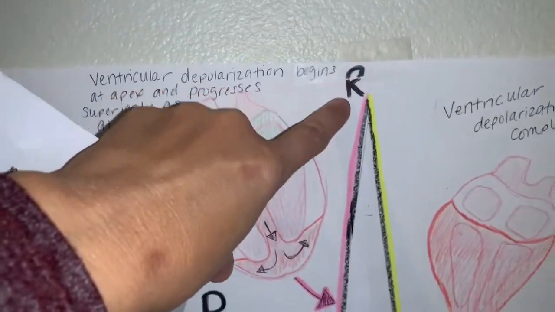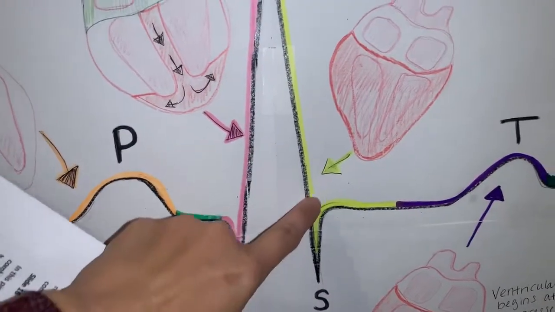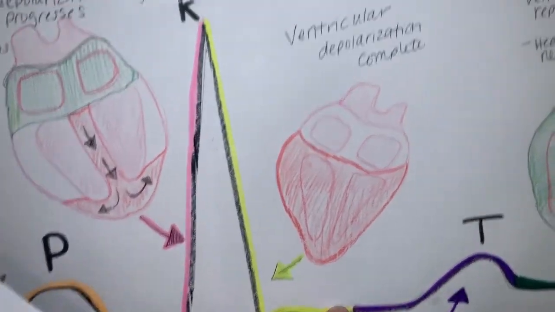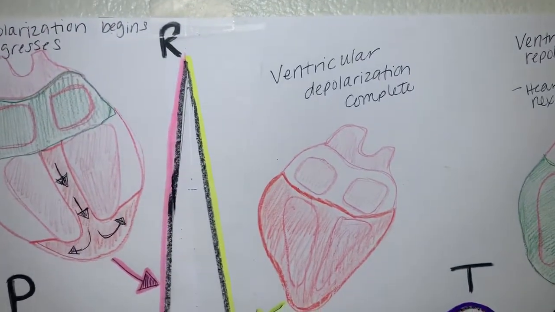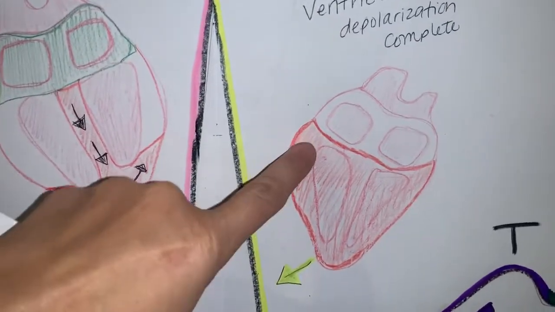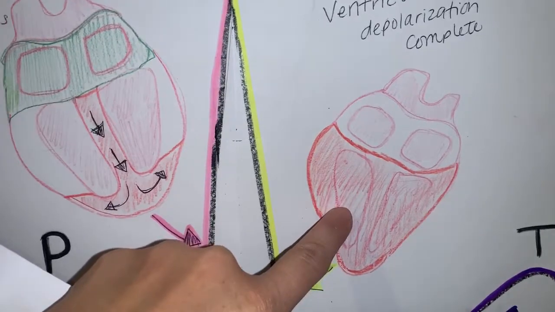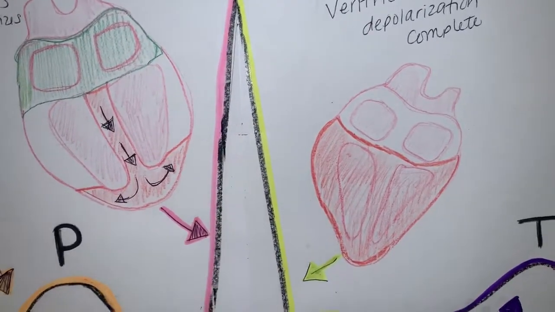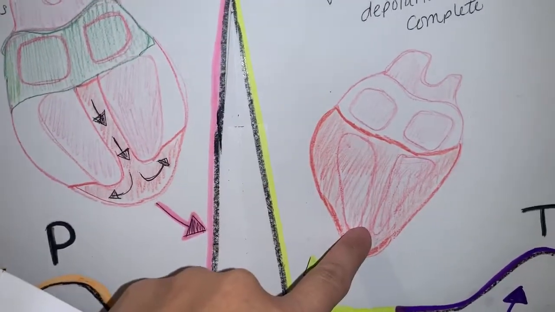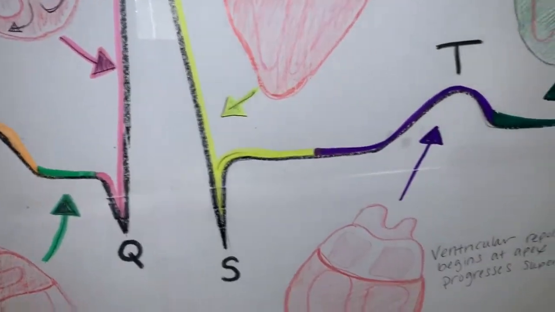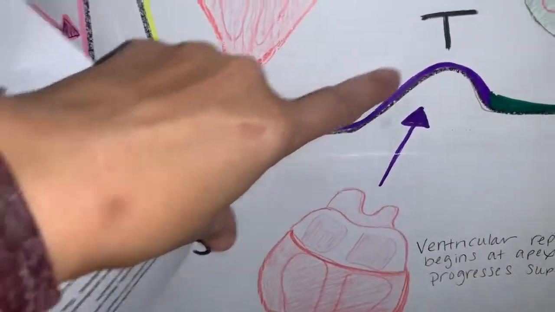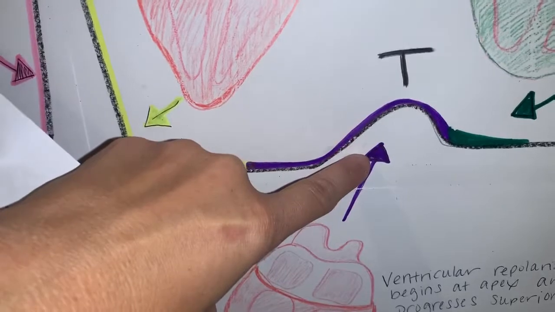Now you're going to see the R to the S, and then also come up this little hump here when everything's done, which is our ventricular depolarization being complete. So our ventricles are now completely compressed or contracted, and basically they're done with this total phase right here. The next phase we're going to see is going to be our T wave. So we get another little lump, which is our T wave.